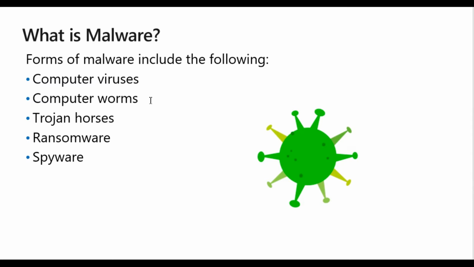Same like this, Trojan horses is another kind of name. Ransomware is another kind of name. Then you have spyware, that is another kind of name of the viruses. They are all kinds of viruses, but they have a different name and slightly different activity.